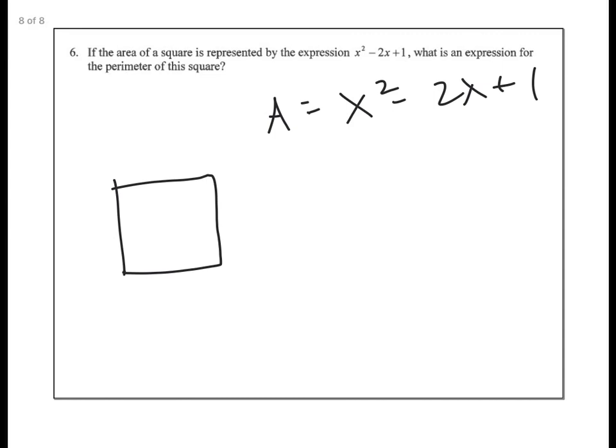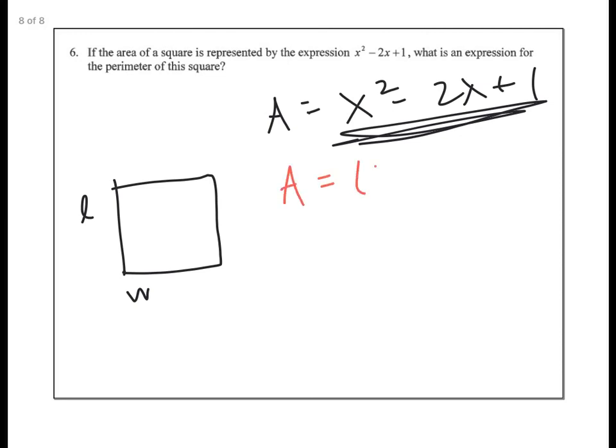So the nice thing is I can figure out what each side length is, because I know I have to multiply length times width to get area. So I can figure out the length and the width from this trinomial here. So if I factor that trinomial using diamond and box, you can see that the area is really equal to x minus 1 squared. It's a perfect square trinomial, which makes sense because it's a square, so each side should be the same. So they're both an x minus 1.